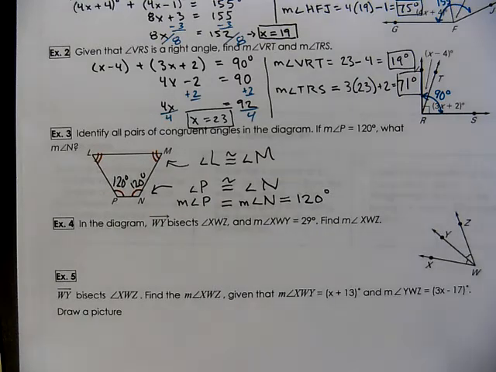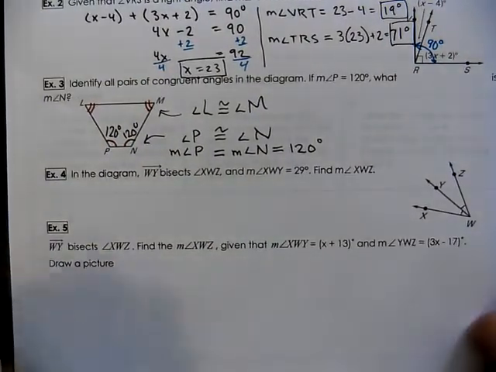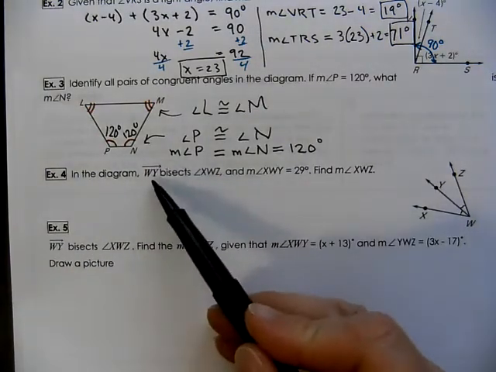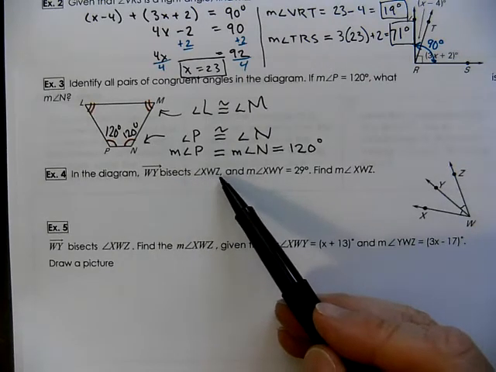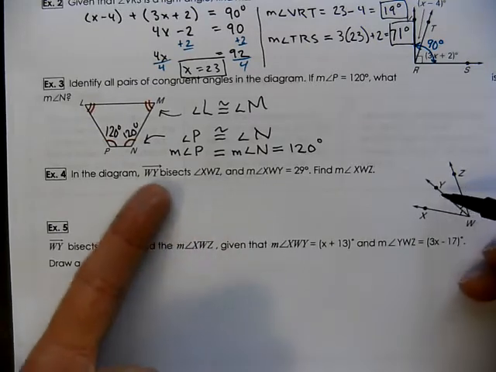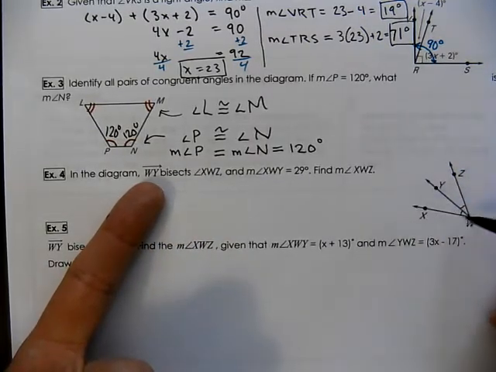Here in example 4, we have a slightly different setup in our diagram. It says in the diagram, ray WY bisects angle XWZ. So here's the large angle XWZ. Ray WY is the angle bisector. It is cutting the big angle in half, and there you can see the arcs on either of those two angles that tell you they are the same size.